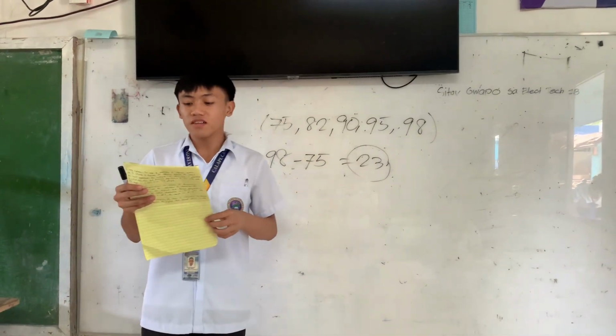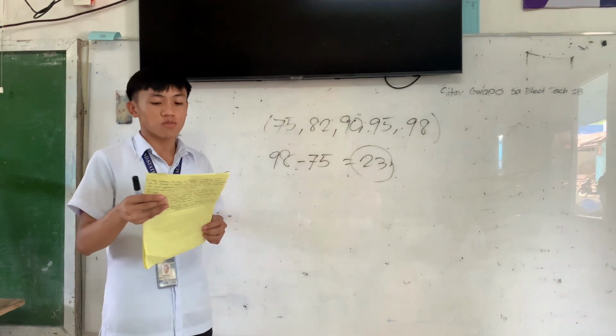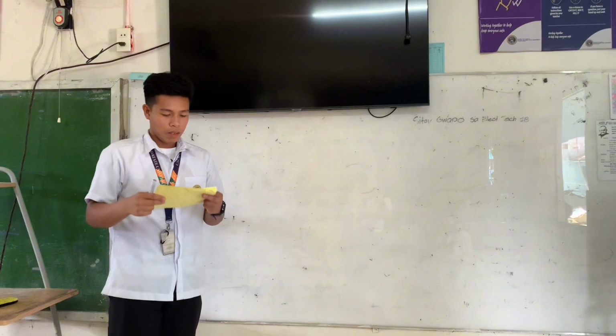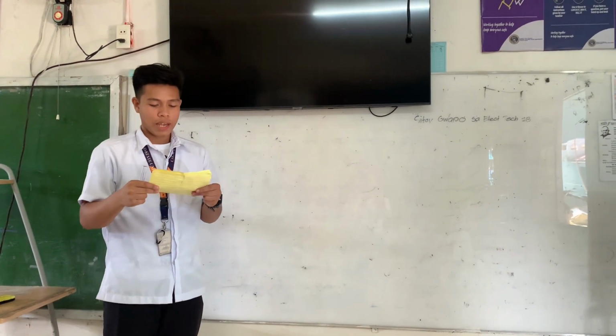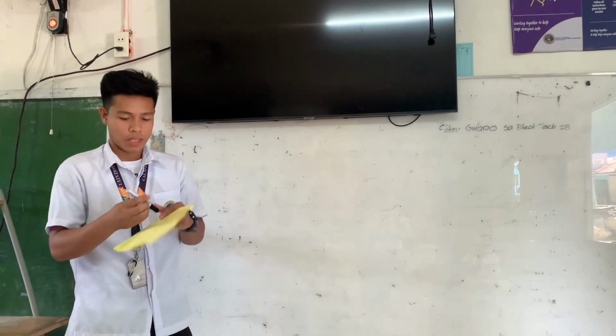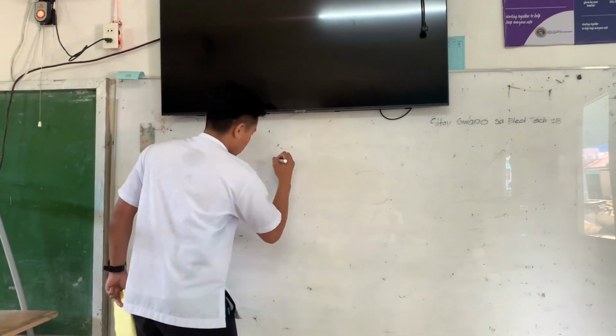And the next real-life example of measure of variability and measure of spread will be discussed by Melody. So here is the interquartile range in a real-life situation: basketball points example.